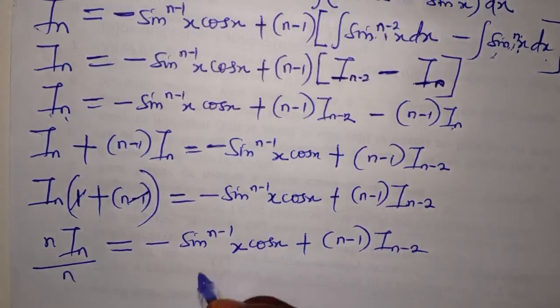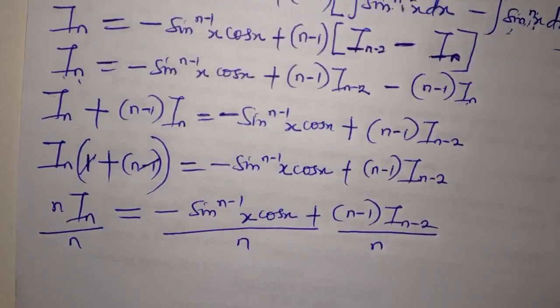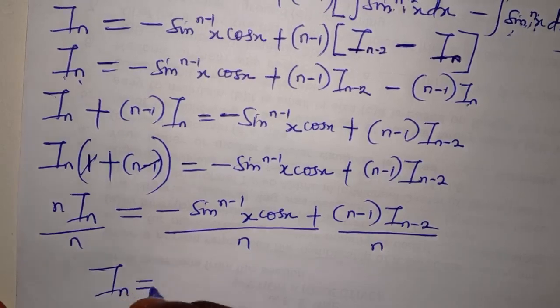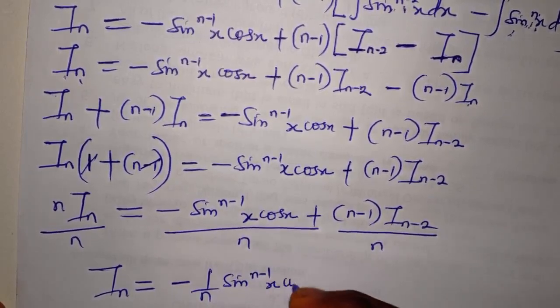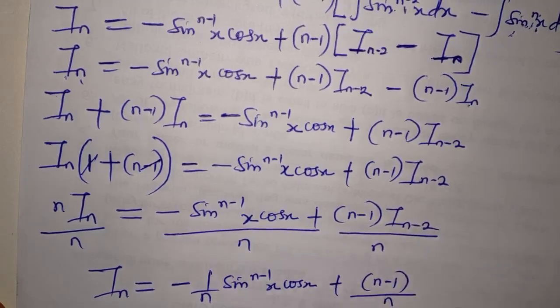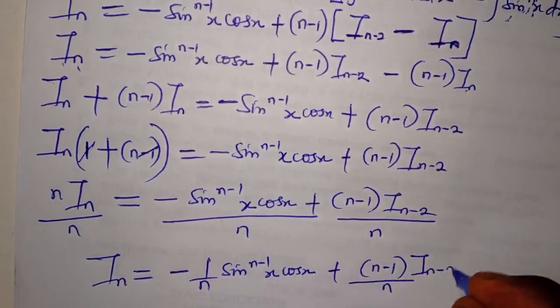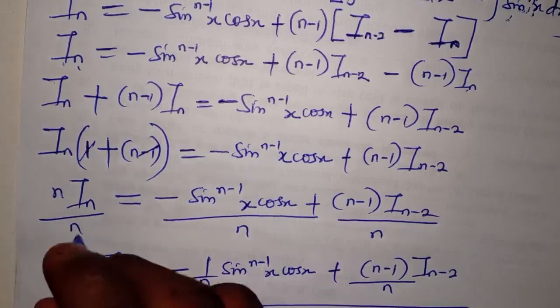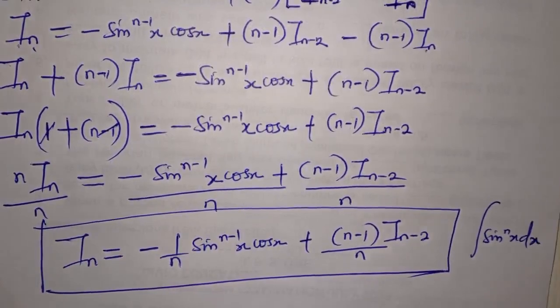And if we do that, I sub n will be equal to this finally. Minus 1 over n into sine to the n minus 1 of x cos x plus n minus 1 over n, right, into I sub n minus 2. This is the reduction formula for the integral of sine nx dx.